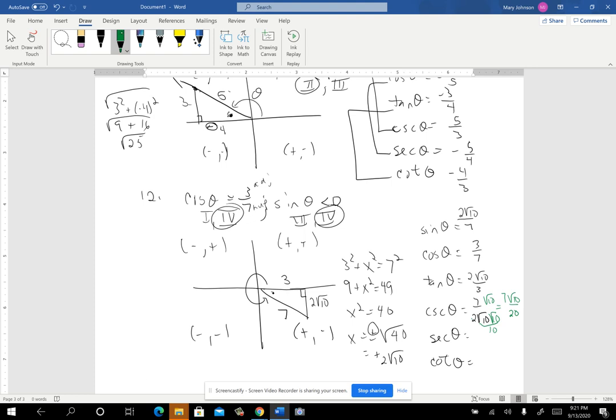Okay, secant is the reciprocal of cosine. And then I need the reciprocal of tangent. So I'm going to have a similar issue there. It'll be 3 over 2 square root of 10. And I wind up getting square root of 10 here and here. And then I'm going to have 3 square root of 10 over 20.